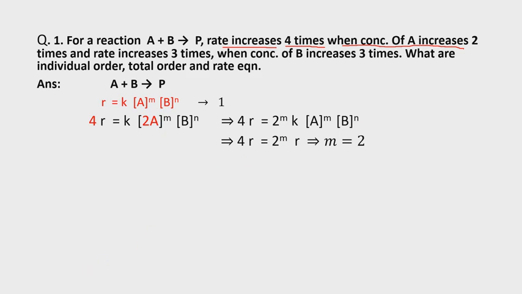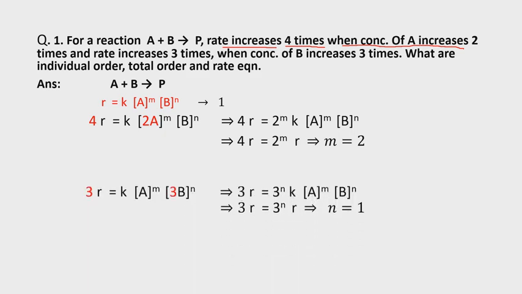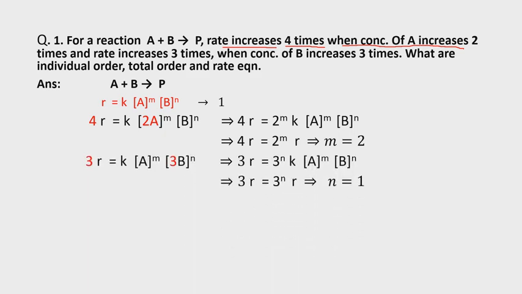Next one. Again look at this. When concentration of B increases 3 times, rate increases 3 times. So when B becomes 3B, R becomes 3R. Same mathematical procedure. This is the mathematical equation. After solving, you will get N equal to 1.